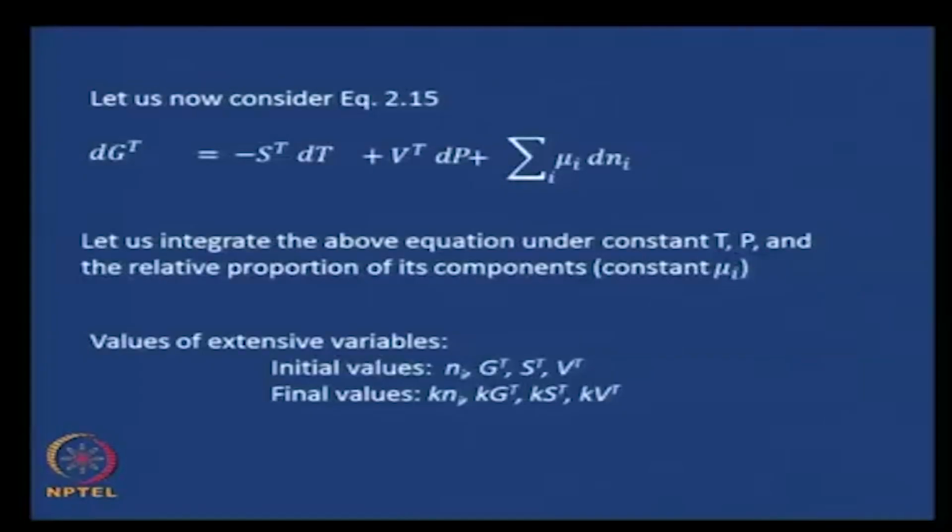Okay, now we are integrating this equation, dG_t equals minus S_t dT plus V_t dP plus summation of mu_i dn_i, and we are looking at this integration as increasing the size of the system. Initially it had, let us say, 1 mole, and it is now going to k moles, and therefore the values of the extensive variables, initially n_i moles, G_t the total Gibbs free energy, S_t the total entropy, and V_t the total volume, go to the final values which are k times the initial values.